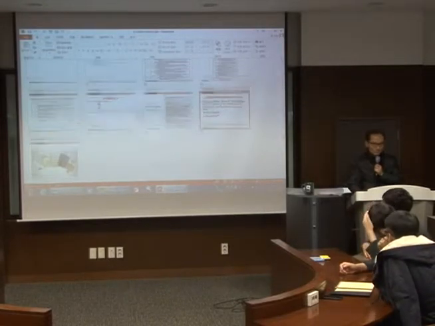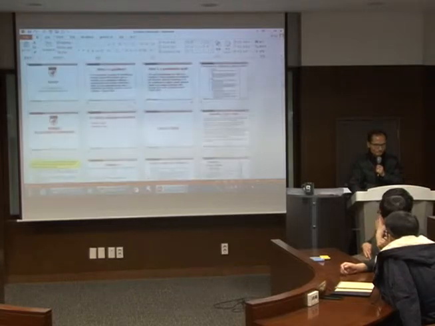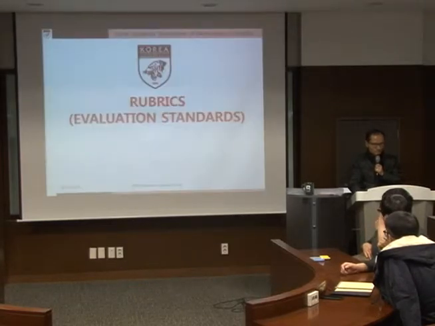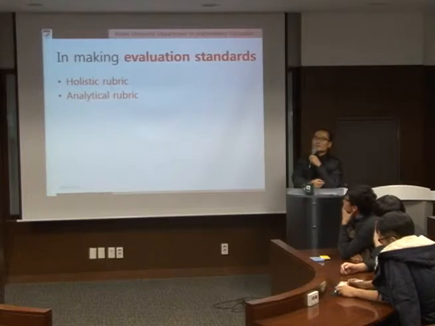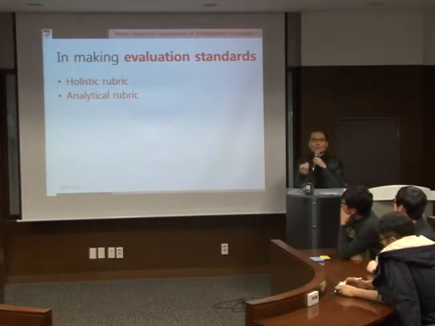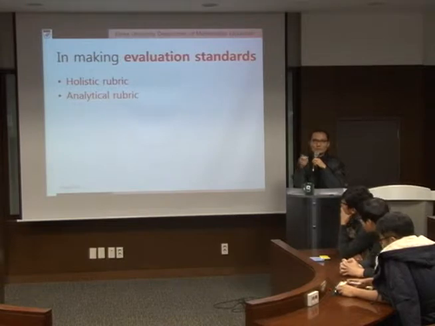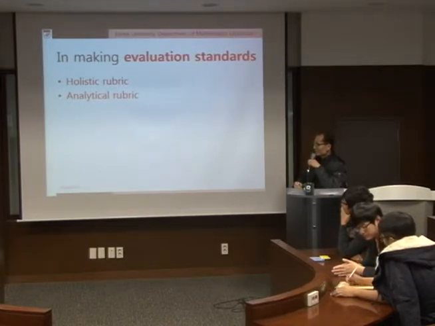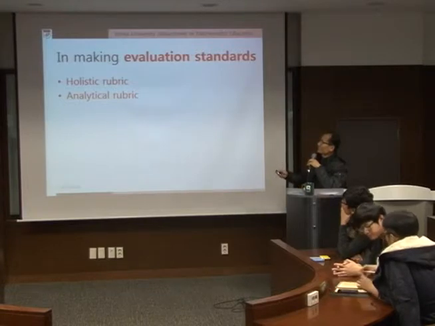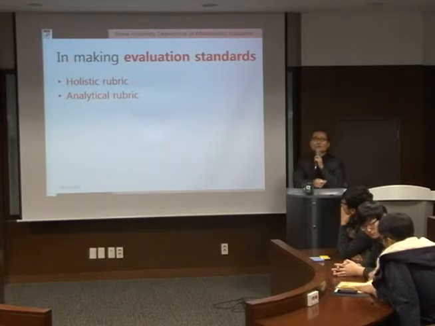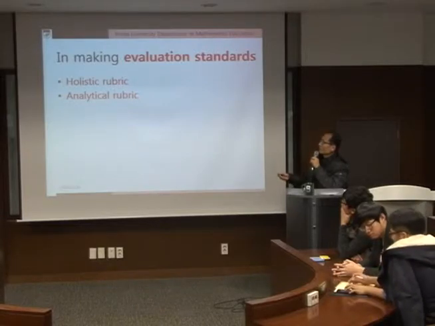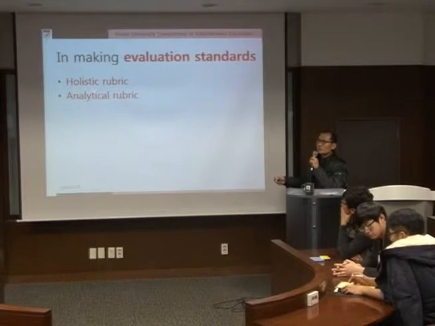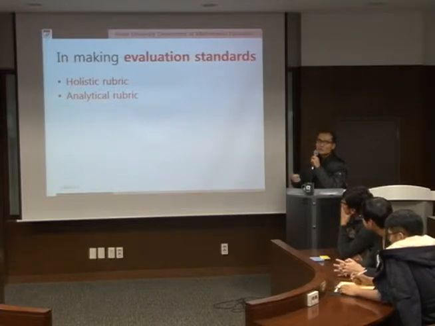Assessment standard. Rubric, evaluation standard. In making an evaluation standard, there are two different kinds of rubric. It is called rubric or evaluation standards, whatever it is called, either way is fine. But anyway, holistic rubric and analytic rubric are the two representative ones in making an evaluation standard. Today, I'm going to cover holistic rubric first. Maybe on Thursday, next Tuesday, I'm going to cover analytic rubric. Okay?